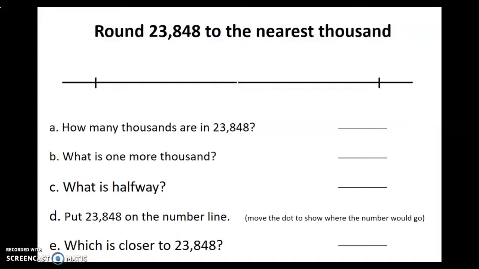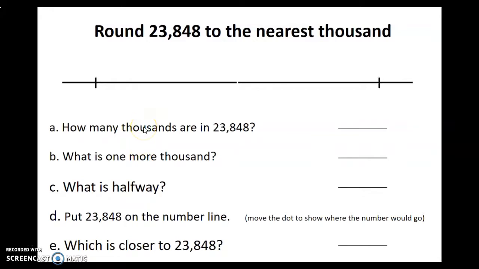Yesterday with Mrs. Lanning, you learned how to round to the nearest 10 and nearest 100 when it wasn't the leading digit, when you had other digits and greater place values. Today we're going to learn how to round to the nearest 1,000 when we have greater place values and it's not the leading digit. So let's ask our first question.